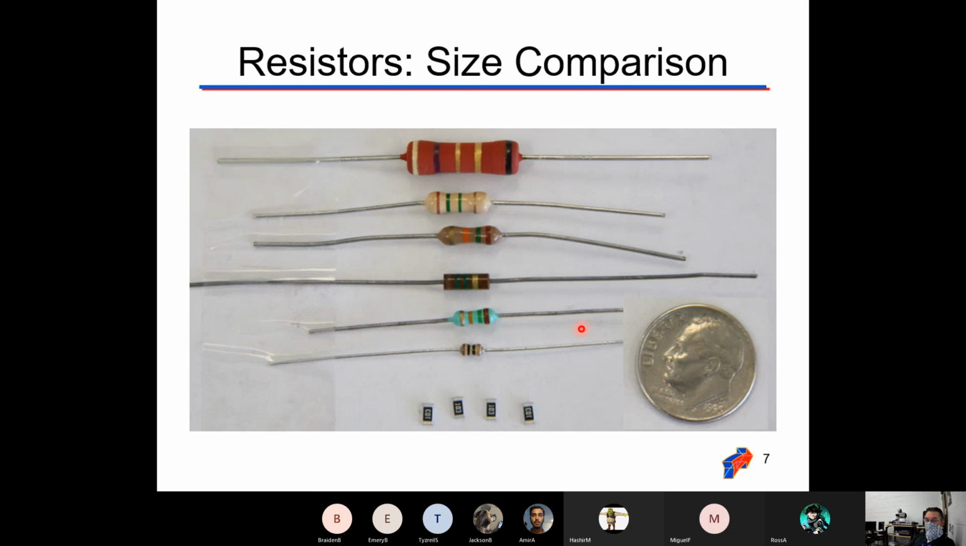Okay, so here's a size comparison. You don't need to write any of this down, just understand. Here's a dime, and the surface mounts are super small in comparison. And as you get bigger and bigger, based on how much current they can handle, they get larger. So you may have more carbon in this one than you might in these others. Most of the time we use these light green ones, but they're brown, or these brown ones, tan ones, I guess they're tan.